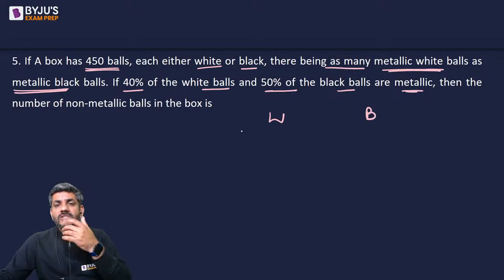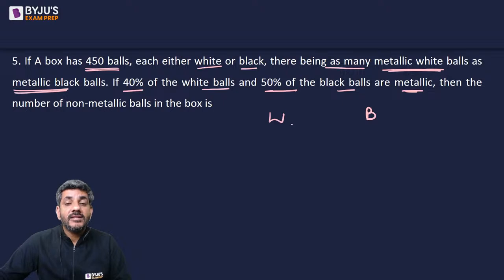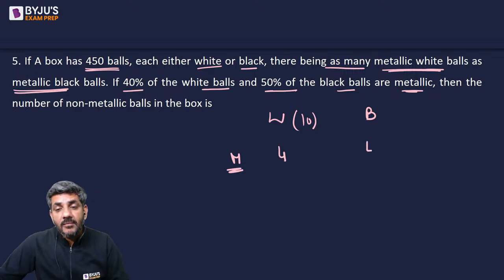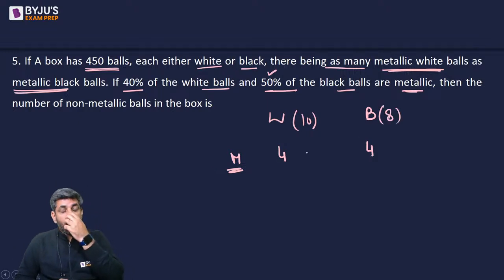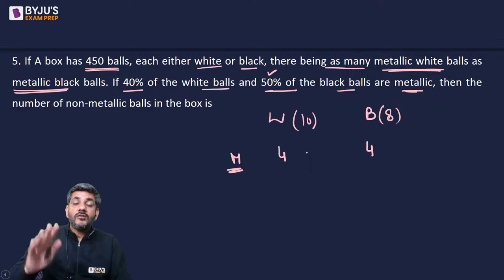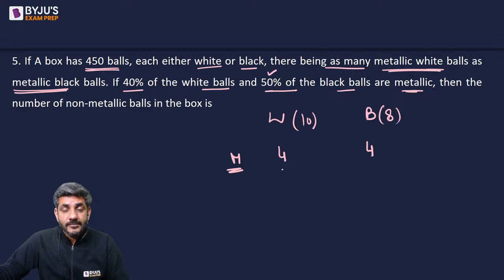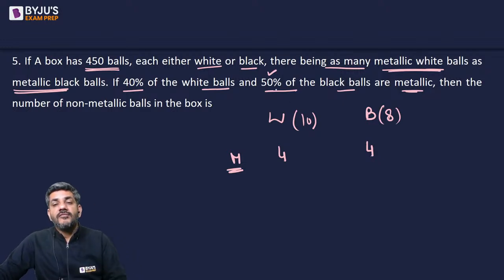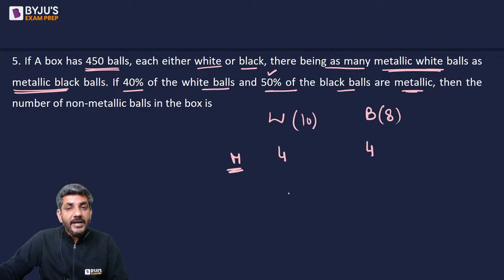40% of the white balls and 50% of the black balls are metallic. That means if white balls are 10, 4 of them are metallic. And number of metallic balls are equal, तो यहां भी 4 होंगी. But these 4 are 50% of black, तो black total 8 होंगी. I hope you got it. I assume the number of white balls to be 10. 40% of 10 is 4. अगर ये 4 है तो ये भी 4 होगा, because number of metallic white and metallic black are equal, तो ये भी 4 हो गया. And these 4 are 50% of total, तो इसका मतलब total 8 रही होंगी.